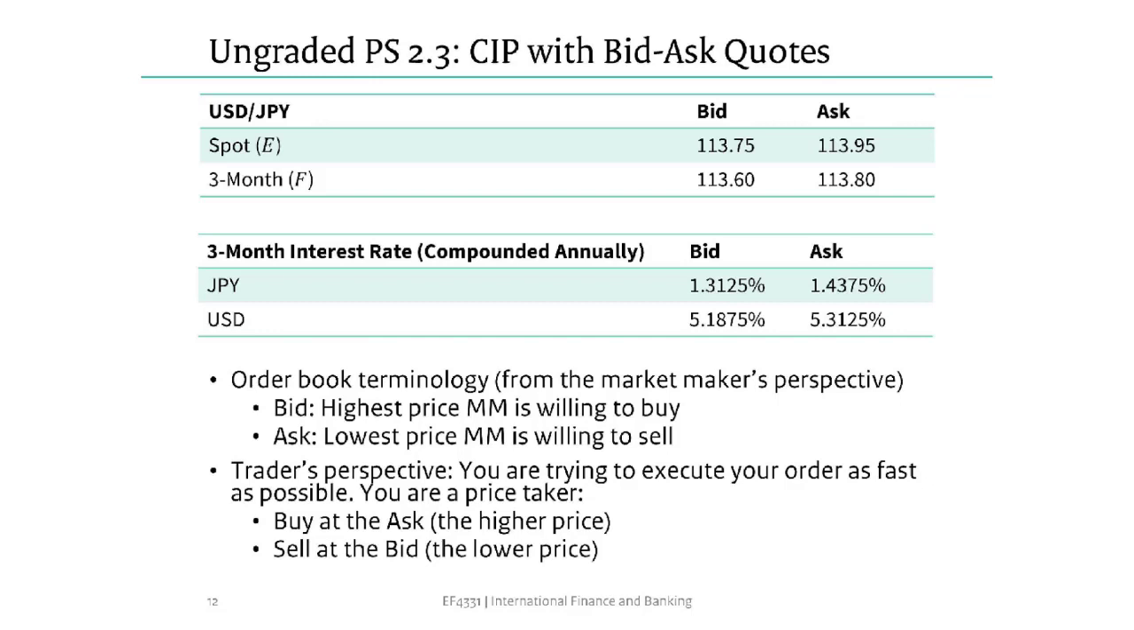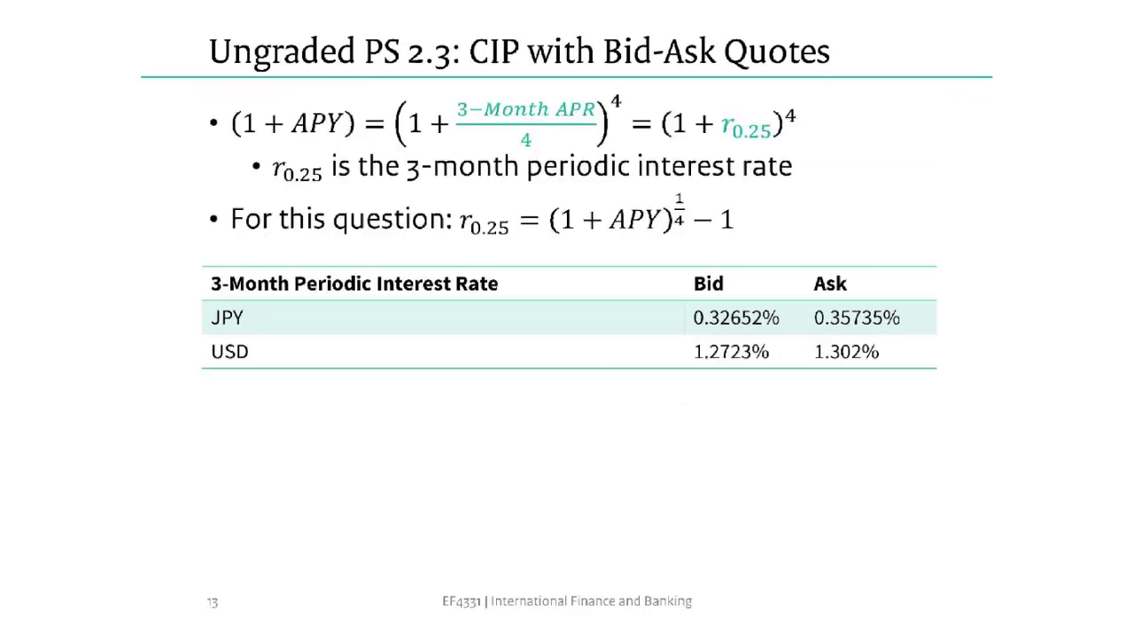Okay, so I think solving this question is also straightforward. You just have to think about which quote to use, the bid or ask. The harder part, again, is just a review of your understanding of converting interest rates of different compounding frequencies. Okay.